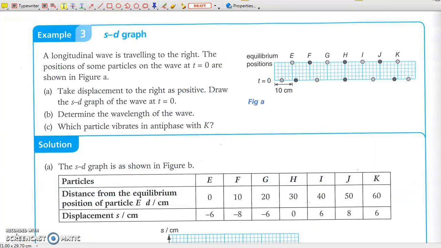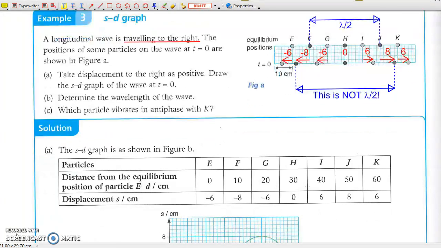Example 3. SD graph. The wave is traveling to the right, so we take the right direction as positive. Carefully examine the displacements of the 7 particles. There is a pattern, and you can easily deduce the displacement of the 8th or 9th particles. And in this case, you can tell the wavelength.